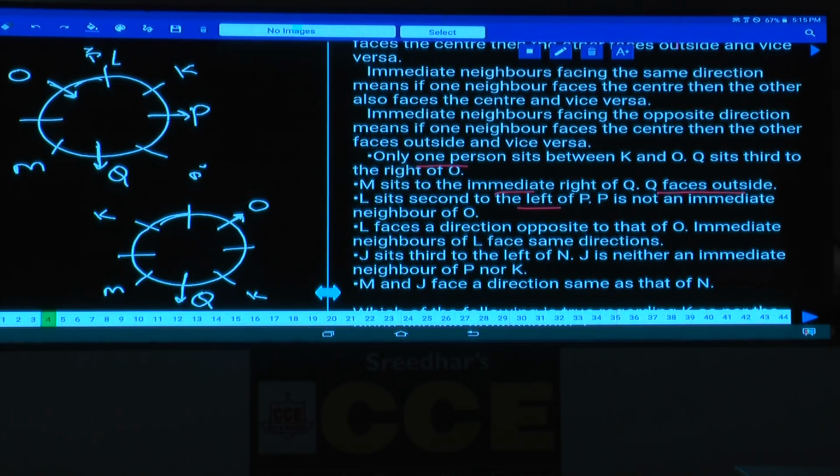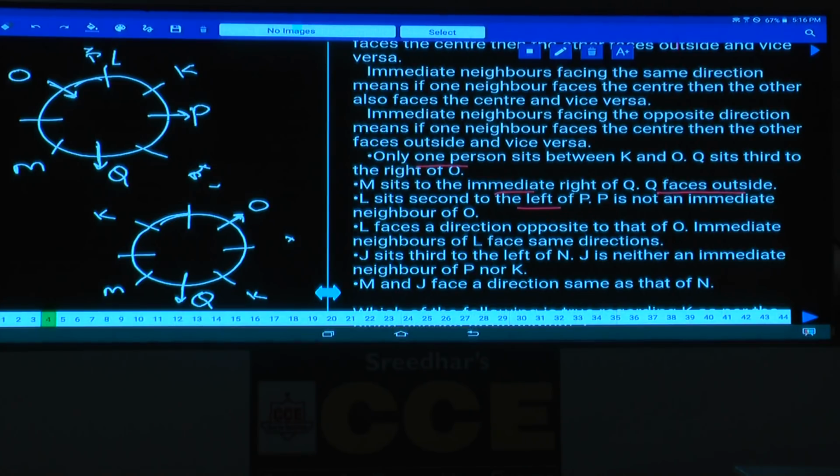And again in this case, P is not an immediate neighbor of O. P cannot be at this place, P cannot be here. As P cannot be in these two places, then tell me where should this P be? Can P be at this place?